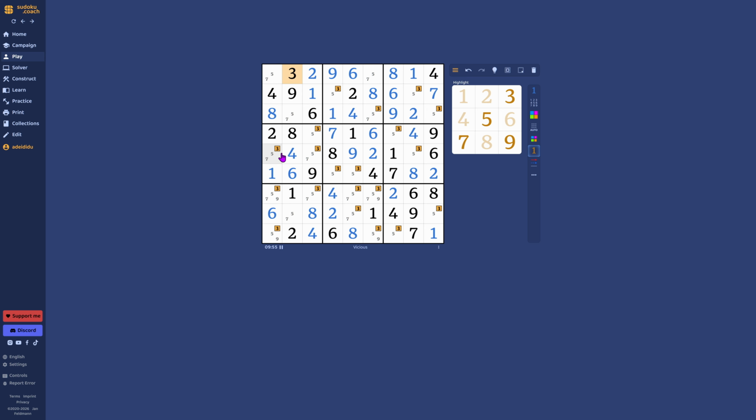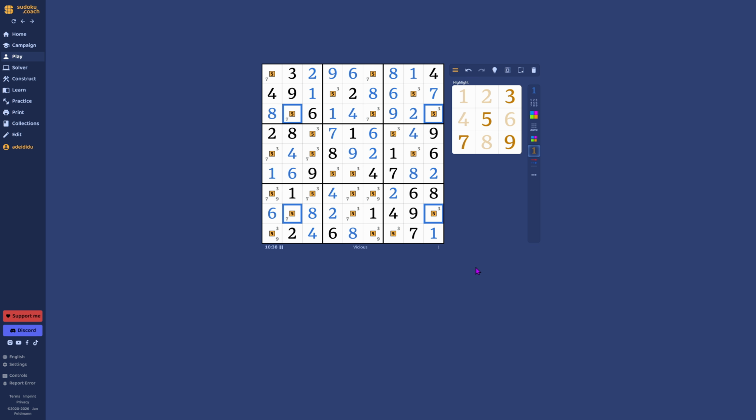I don't see anything obvious now. So this 2 with this 2, skyscraper, but doesn't help. This one here, I'll go to 5. Let's see now. Okay, we have this, 5. I can see an X-wing. This with this and this and this.